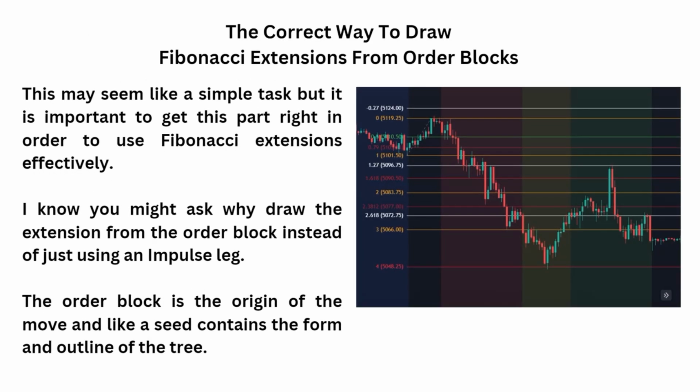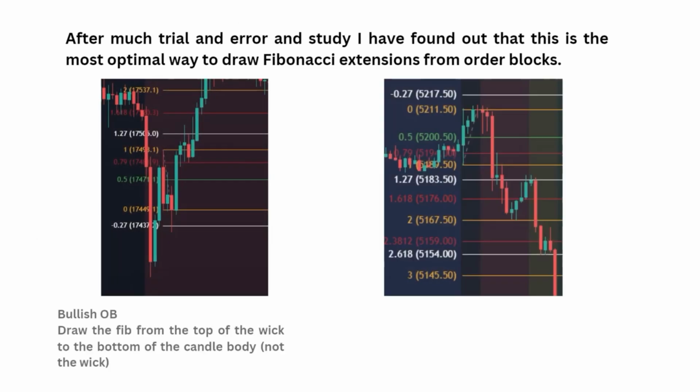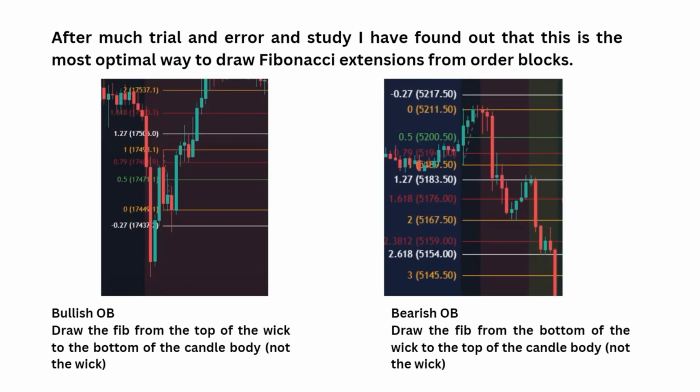The correct way to draw Fibonacci extensions from order blocks. This may seem like a simple task, but it is important to get this part right in order to use Fibonacci extensions effectively. I know you might ask, why draw the extensions from the order block instead of just using an impulse leg? The order block is the origin of the move, and like a seed, contains the form and the outline of the tree. After much trial and error and study, I have found that this is the most optimal way to draw Fibonacci extensions from order blocks.